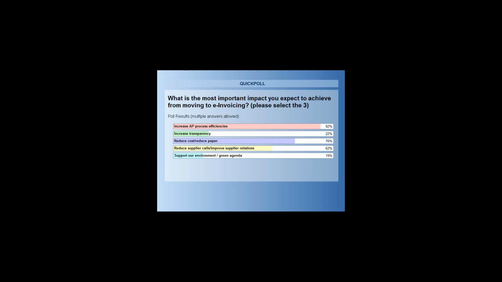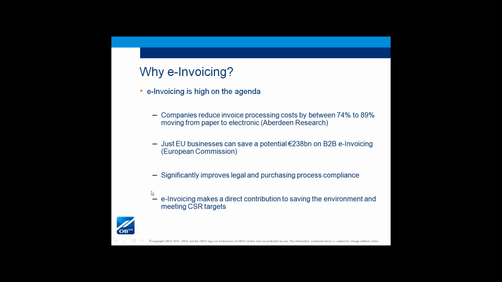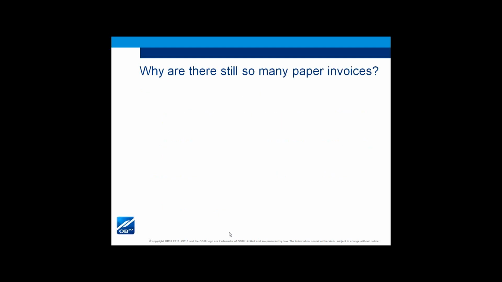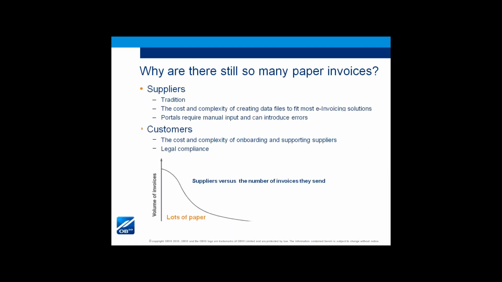So sharing the results with you now, we have a clear winner, and coming in at 92%, increase or improve accounts payable process efficiencies. Very interesting results there. That seems to be over and above the runner-up, which is the reduction of costs or the reduction of paper. And interestingly, only 19% came in at supporting the green agenda. Interesting results. Back to you, Ruud.